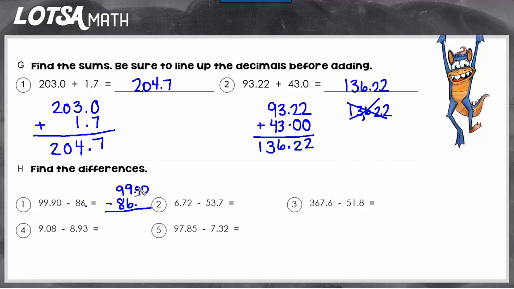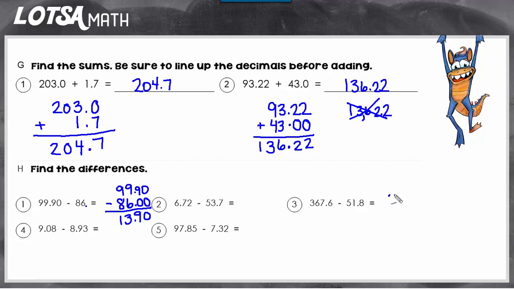All right, before you subtract, you must fill in these empty spots with a 0 placeholder. And then you can subtract normally. So 0 minus 0 is 0. 9 minus 0 is 9. 9 minus 6 is 3. And 9 minus 8 is 1. So your answer would be 13 and 90 hundredths. All right, so let's look at number 3.